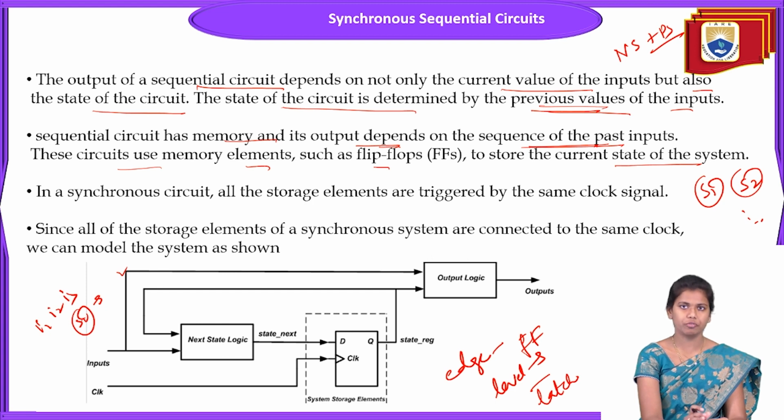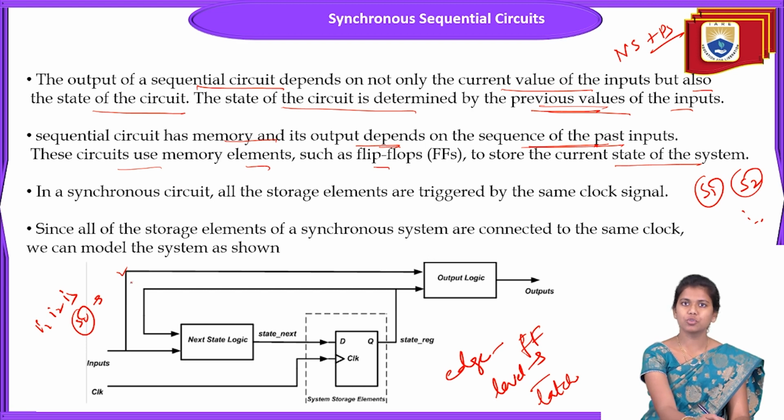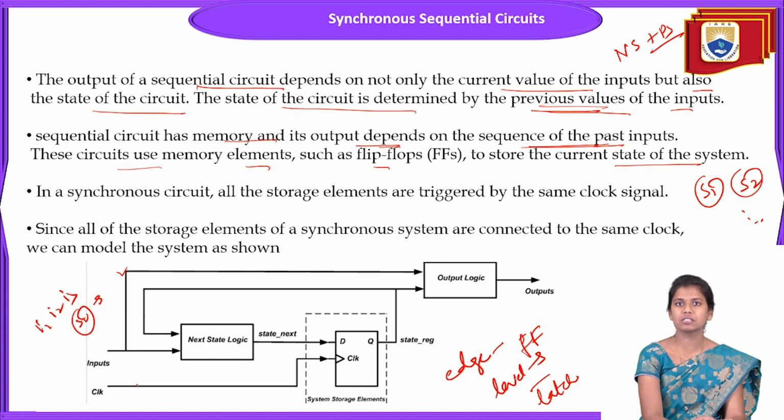They store one bit of information, and these are transparent devices. Based on the clock signal, we are able to decide which is a latch and which is a flip-flop, that is, which one is level triggering and which is edge triggering. So these circuits use the memory elements, nothing but the flip-flops. Under the flip-flop, we have discussed different kinds: the D flip-flop, toggle flip-flop, JK flip-flop, master slave flip-flop, set reset flip-flop, and so on.